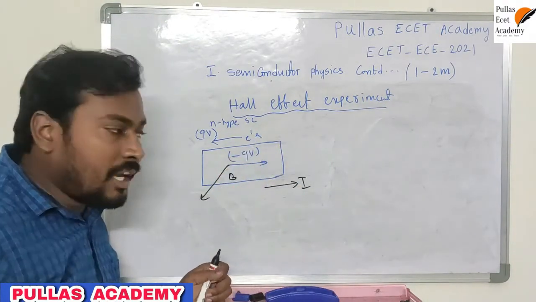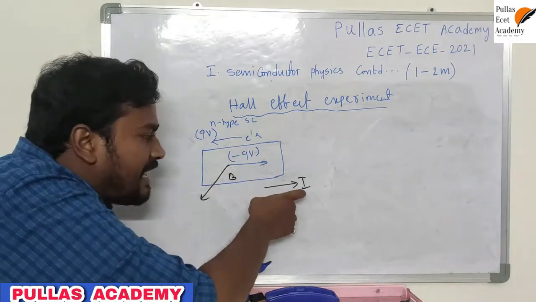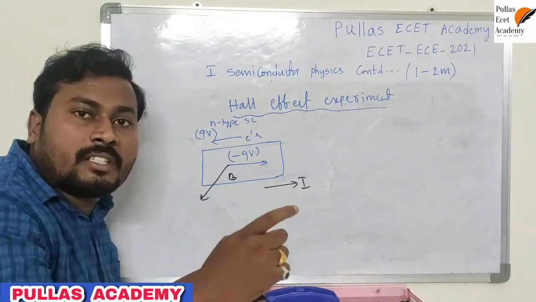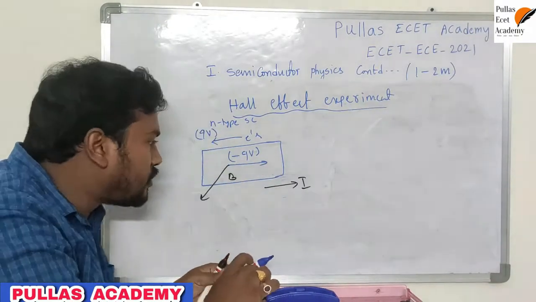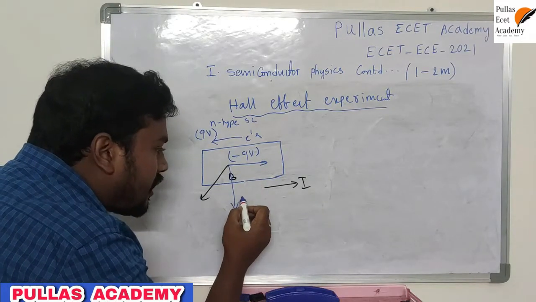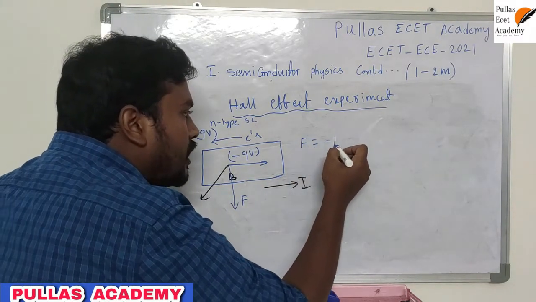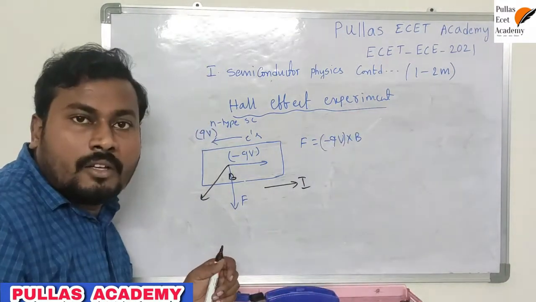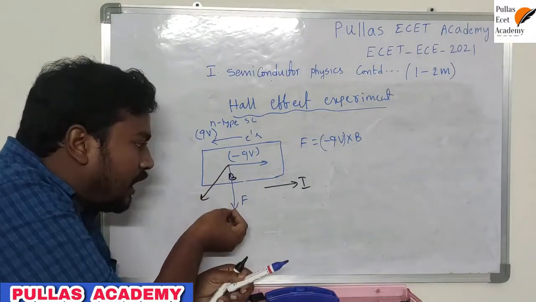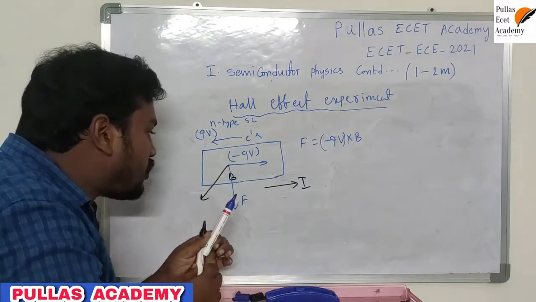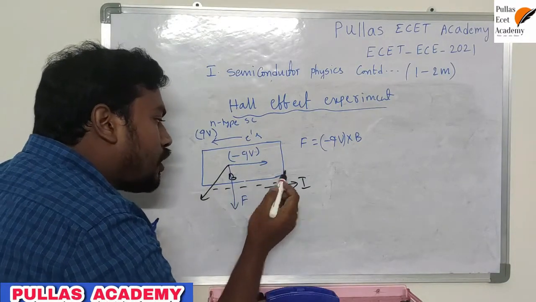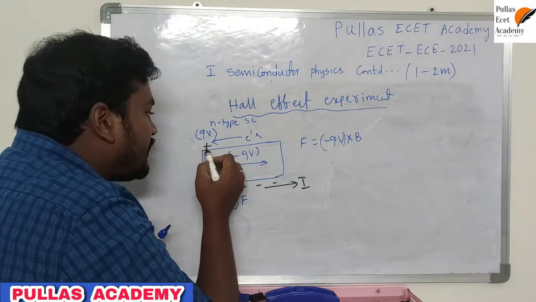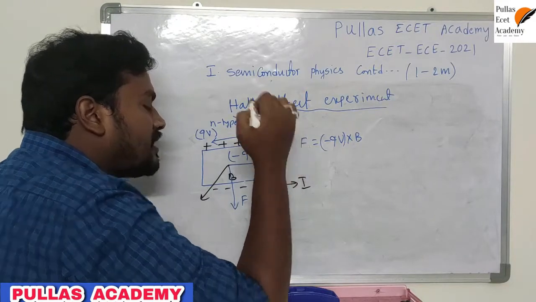So when there is a charge flow in the positive x direction and a magnetic field in the positive z direction, there is an induced force acting in the negative y direction, and that induced force is the cross product of these two. This force is pulling the electrons downwards. When the electrons move downwards, the lower surface becomes negatively charged and the upper surface becomes positively charged.